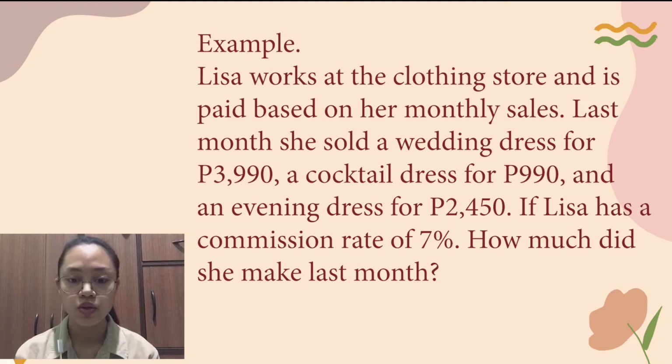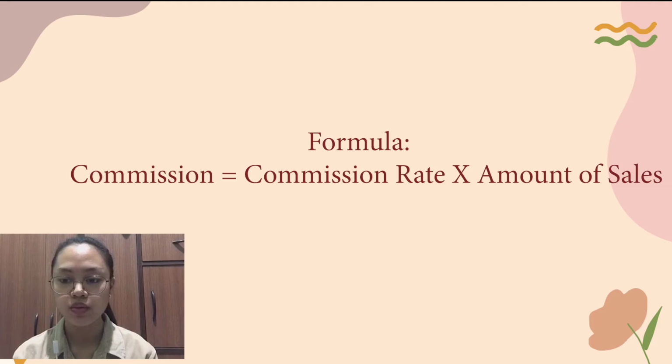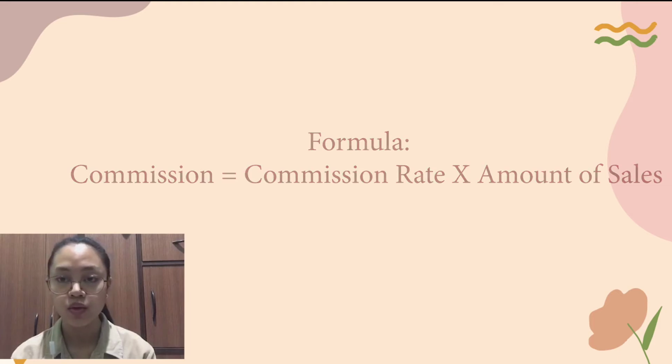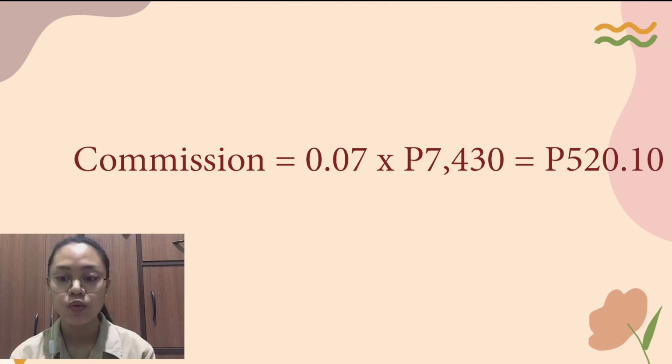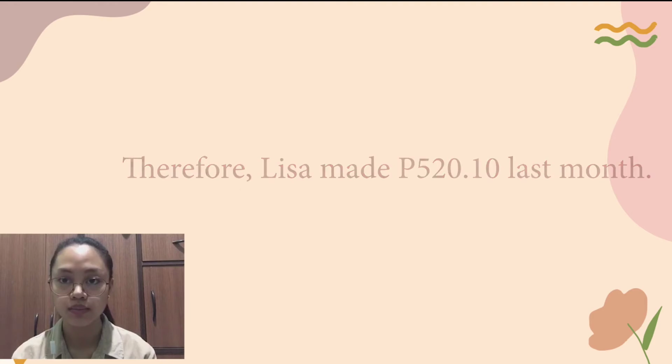In solving commission, we will be using this formula. Commission is equal to commission rate times amount of sales. In order to get the commission, we simply multiply 0.07 to the total amount of sales, which gives us the amount of 520.10. Therefore, Lisa made 520.10 pesos last month.